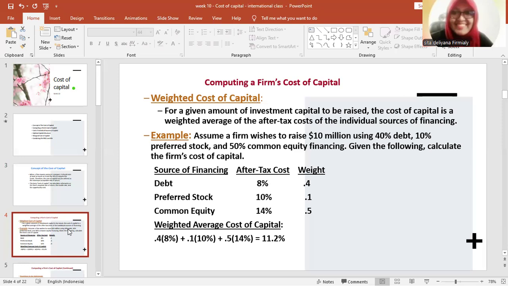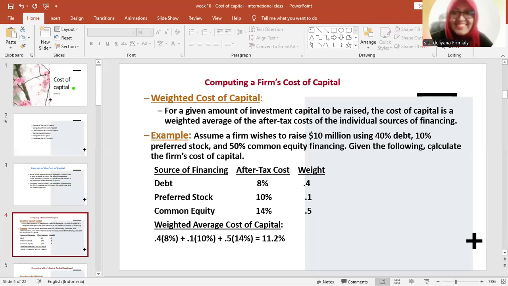Okay, now we go back to the presentation files. Weighted cost of capital. For a given amount of investment capital to be raised, the cost of capital is a weighted average of the after-tax cost of the individual sources of financing. Here is an example. Assume a firm wishes to raise $10 million using 40% debt, 10% preferred stock, and 50% common equity financing.